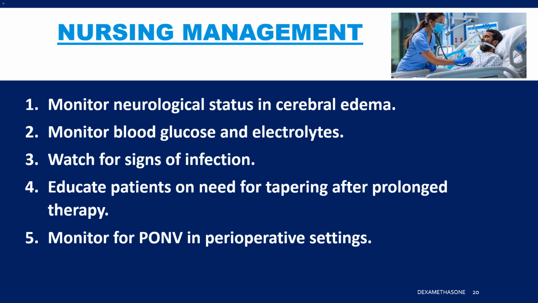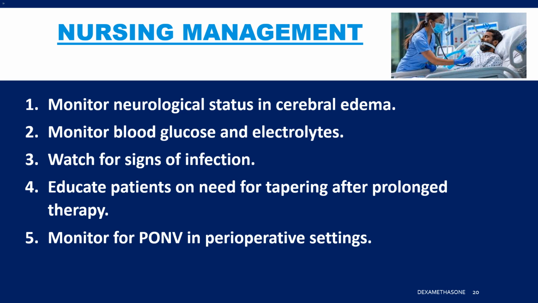2. Monitor blood glucose and electrolytes. Nurses should regularly monitor blood glucose and electrolyte levels, as dexamethasone can cause hyperglycemia and electrolyte imbalances. 3. Watch for signs of infection. Nurses should be vigilant for signs of infection, as dexamethasone can suppress the immune system and increase the risk of infections.